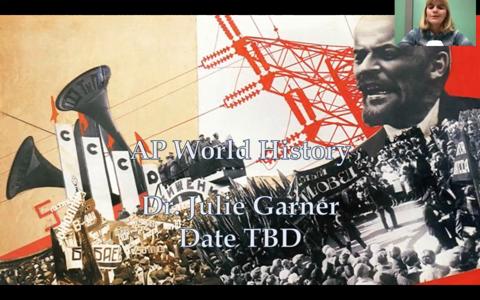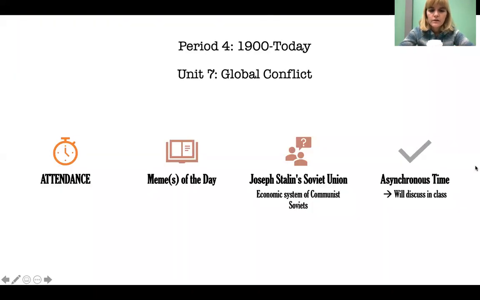But to start, this picture in front of us is a photo of Lenin, the guy that Stalin took over from. This is sort of the great idea of these communist economic policies, and obviously we'll see that they don't work, but we'll get there. So guys, we're still in period 4, still in unit 7, and it's getting us right to the doorstep of World War II. So we'll start with a meme, and then we're going to jump right on into Joseph Stalin's Soviet Union.